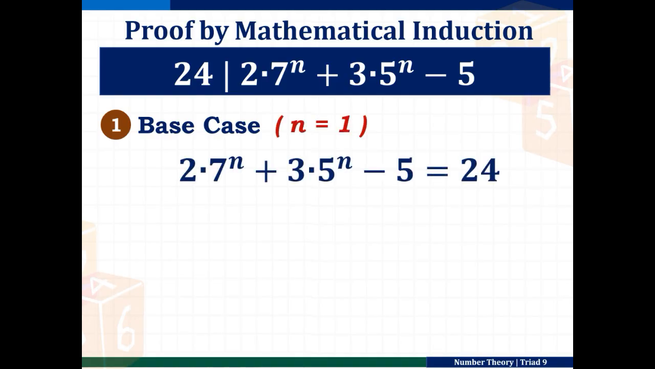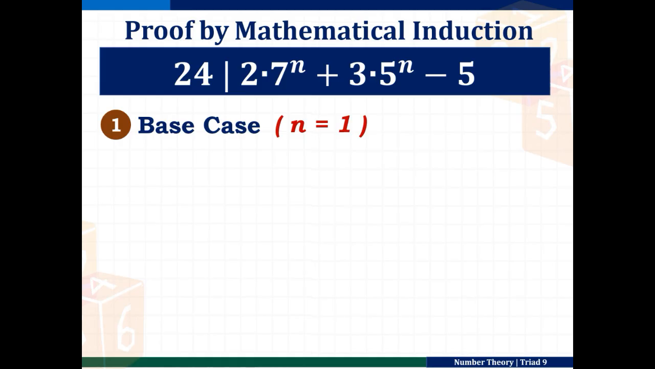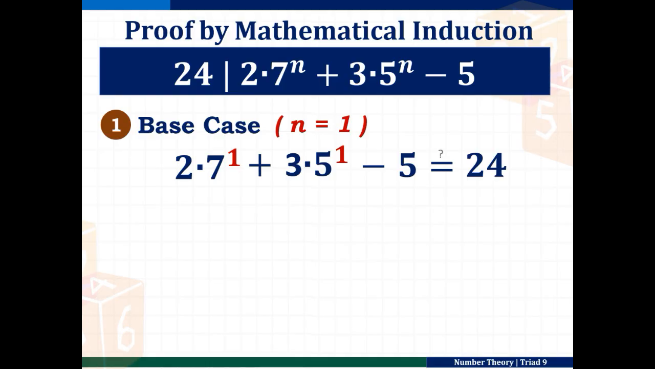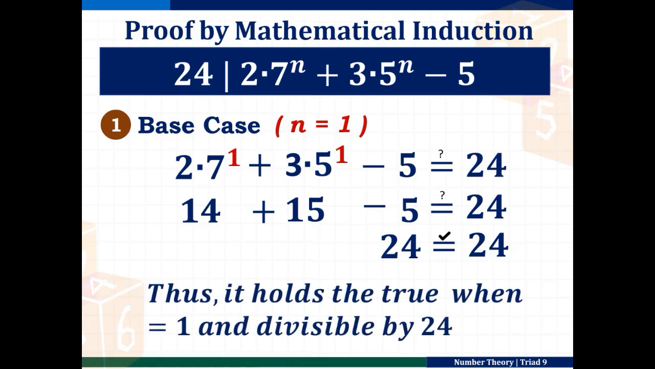We are just going to check that for n equals 1, it is true. The left-hand side is 24, and the right-hand side, where we replace the n's with 1, is 2 times 7^1 plus 3 times 5^1 minus 5. 2 times 7^1 is 14, plus 3 times 5^1 is 15, minus 5, equals 24. So for the base case n equals 1, we have 24 on the left-hand side and 24 on the right-hand side. So this is a true statement.